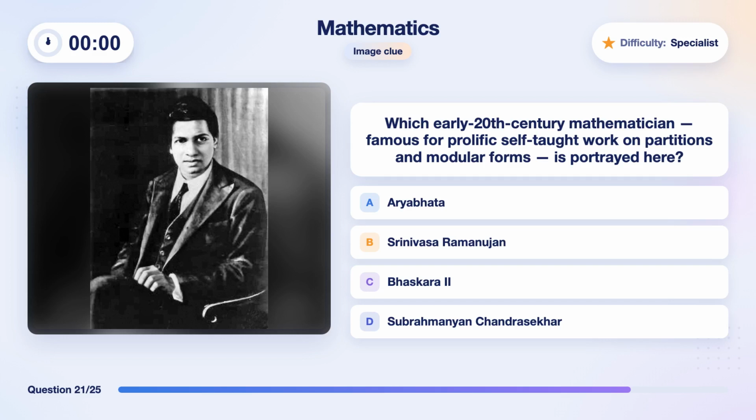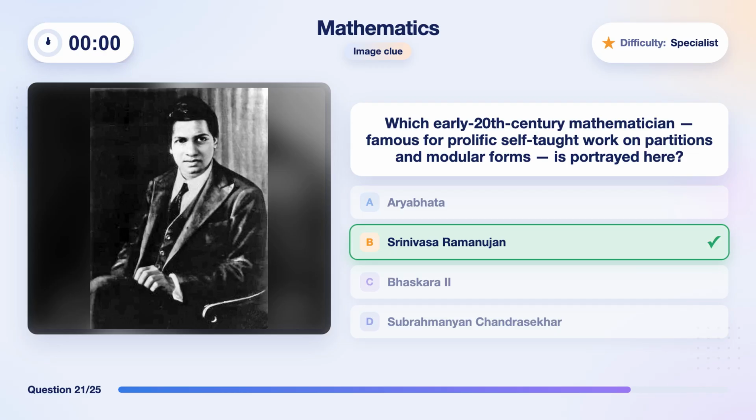Cards on the table. The answer? It's Srinivasa Ramanujan. The photograph shows Srinivasa Ramanujan, 1887 to 1920, the Indian mathematician who, largely self-taught, sent astonishing identities to G. H. Hardy at Cambridge in 1913 and produced foundational work on partition functions, mock theta functions, hypergeometric series, and highly composite numbers before his early death.